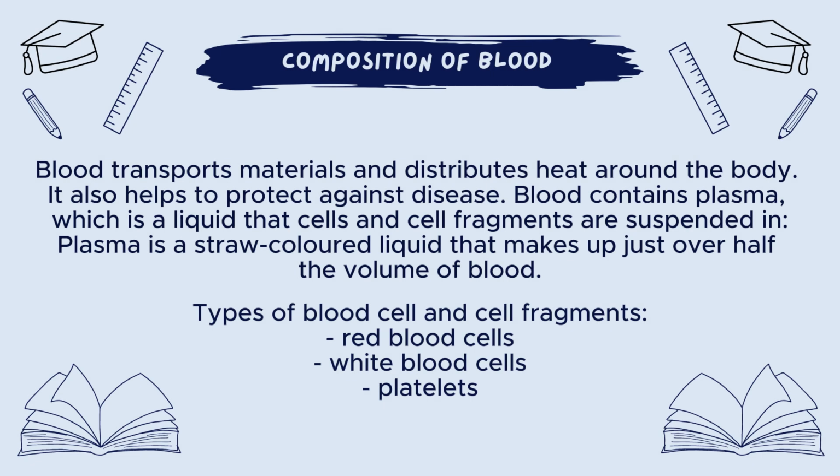Blood transports materials and distributes heat around the body. It also helps to protect against disease. Blood contains plasma, which is a fluid that cells and cell fragments are suspended in. Plasma is a straw-coloured liquid that makes up just over half the volume of blood. Types of blood cell and cell fragments: red blood cells, white blood cells and platelets.